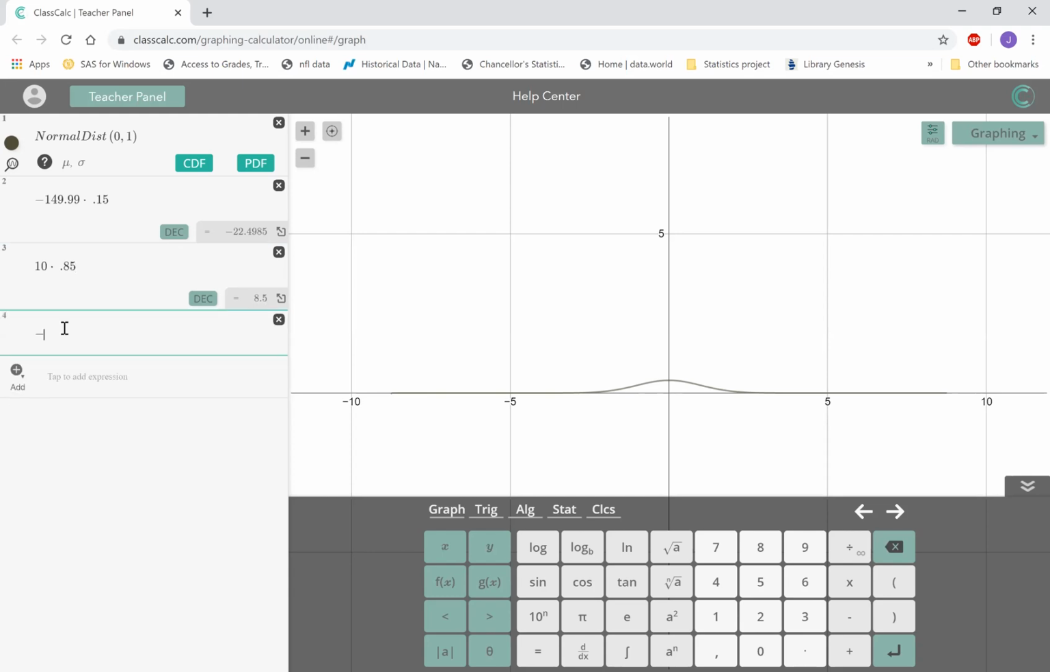So we're going to say negative 22.4985, and we're going to add this to 8.5. So we get the expected value to be negative 13.9985. All right, so let me switch it over to the iPad.